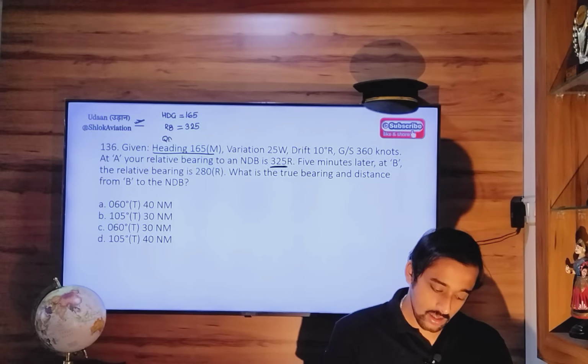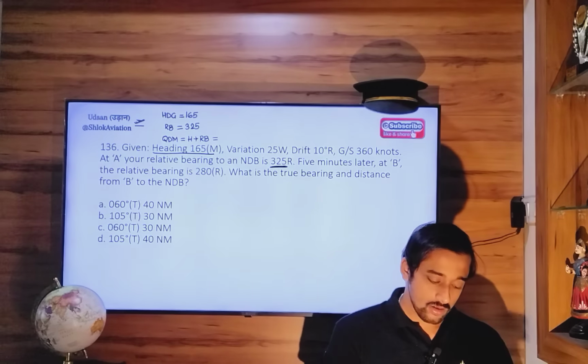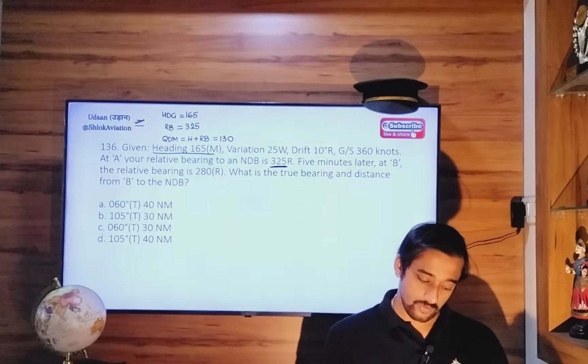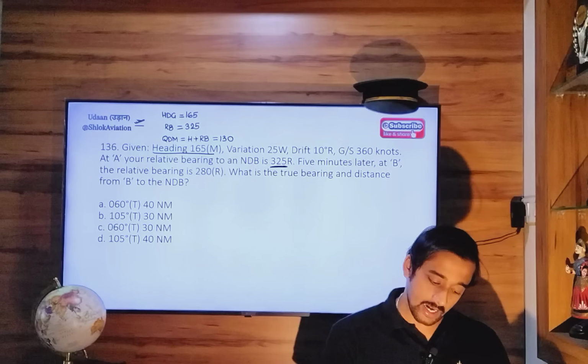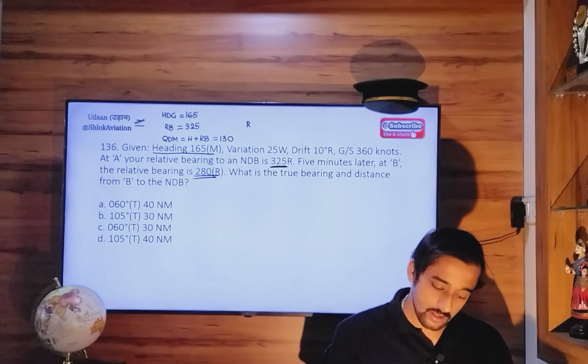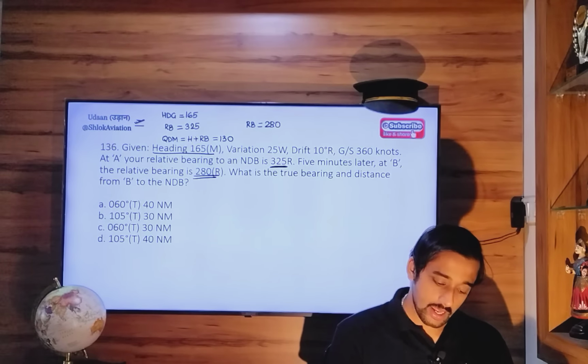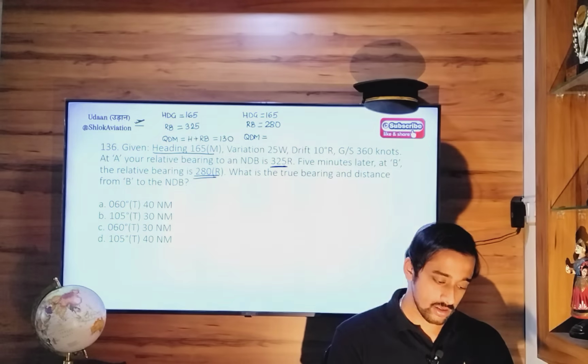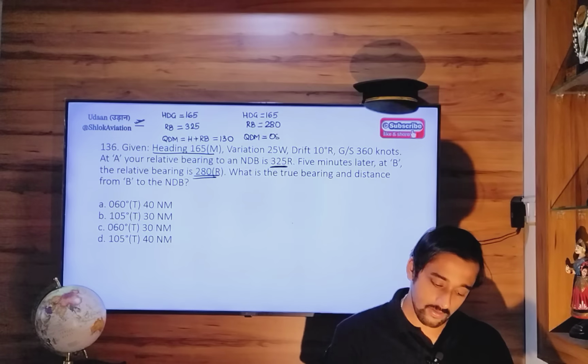QDM to the station is heading plus relative bearing, which is 165 plus 325, that is 130. At B, 5 minutes later, the relative bearing becomes 280. Heading is the same, 165. So QDM will be equal to 165 plus 280, that is 085.